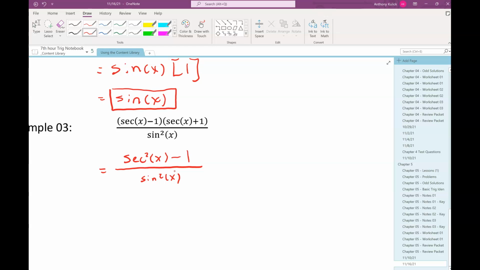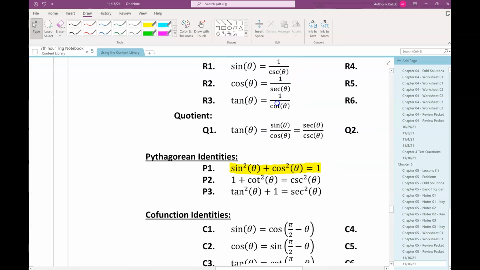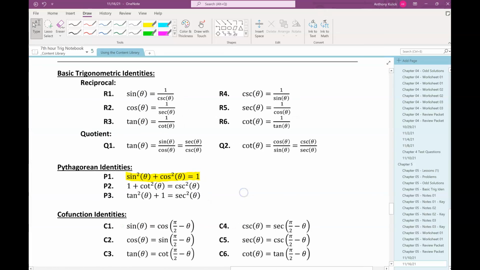Okay, so what do we do after we've done that? If we've exhausted all the algebraic things to do, go to the identity sheet. So I'm going to be looking for things that involve secants, secant squareds, sines, or sine squareds, right? Because that's what I have in here. So if I go and look at this, does anything jump out at you? Was this sine over sine? No. It was secant squared minus 1 over sine squared.